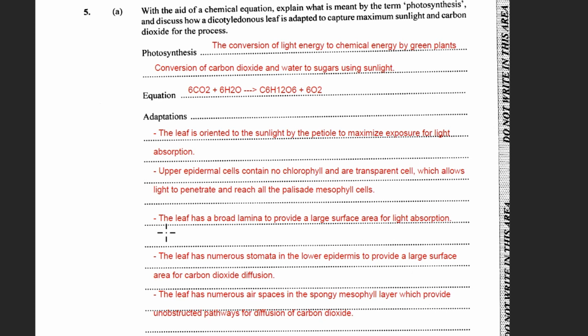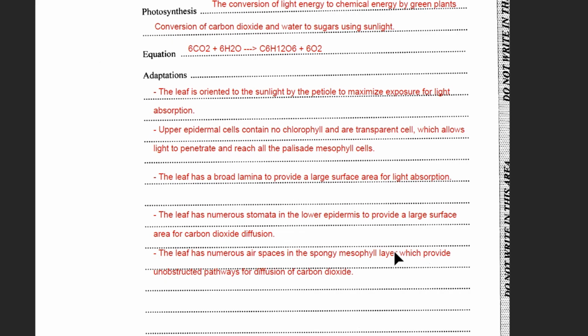And the leaf has a broad lamina, so the leaf itself is broad, to provide a large surface area for light absorption. The next ones we can see here relate to carbon dioxide. The leaf has numerous stomata in the lower epidermis to provide a large surface area for carbon dioxide diffusion. And the leaf has numerous air spaces or intercellular spaces in the spongy mesophyll layer, which provide unobstructed pathways for the diffusion of carbon dioxide and also water vapor. Any 2 of these up here and any 2 of these well explained should give you all your marks.